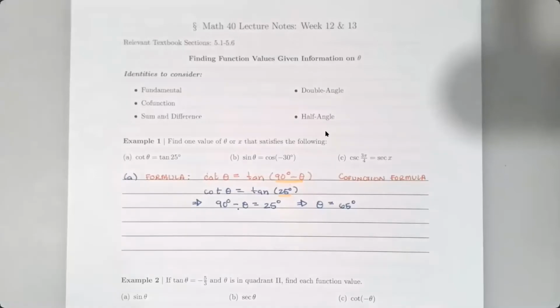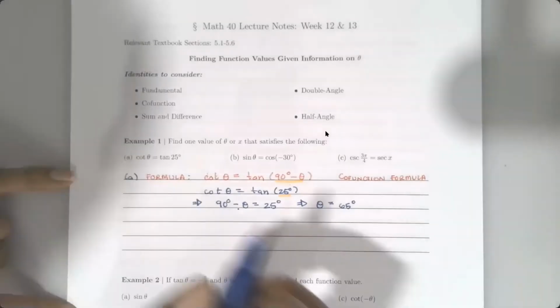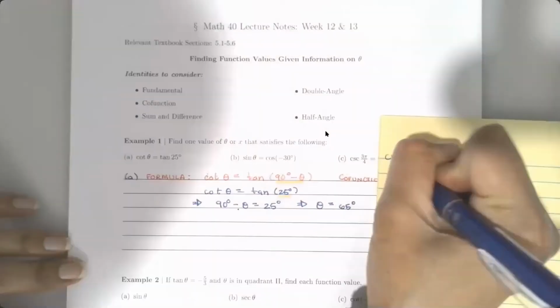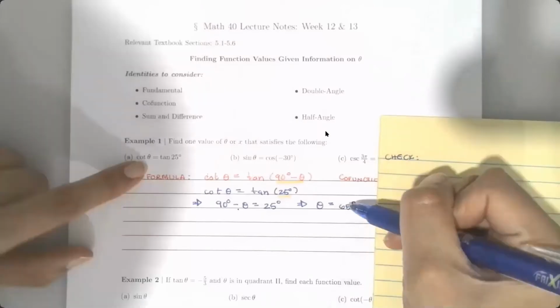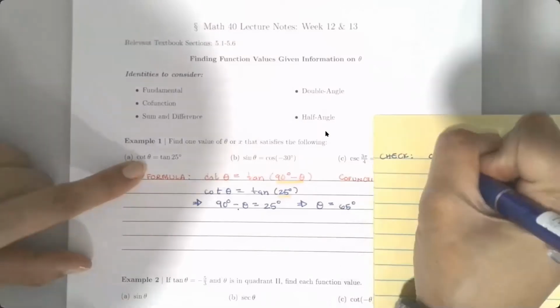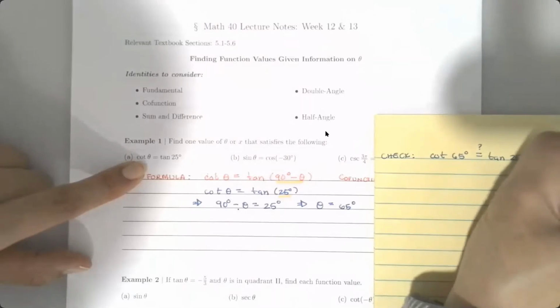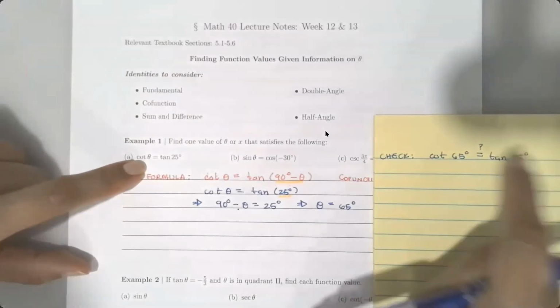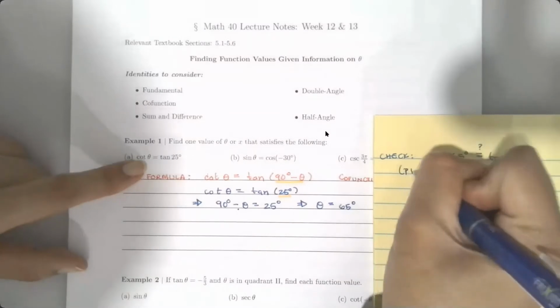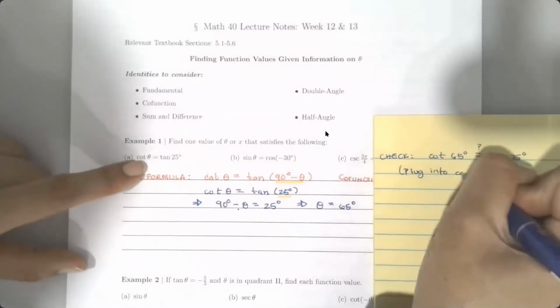And we can always verify that on the calculator. I think my calculator finally decided to die, but let me just write that on a separate sticky. You can check by plugging this answer back into the original equation. Is it true that cotangent of 65 degrees is equal to tangent of 25 degrees? Again, you can check this by plugging it into your calculator and seeing what you get.